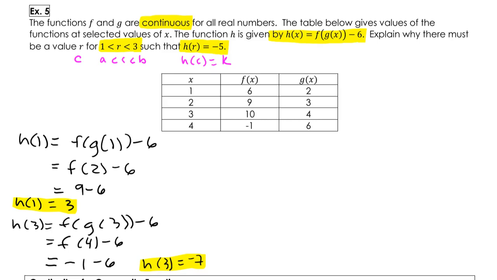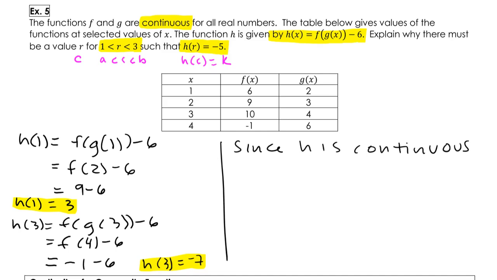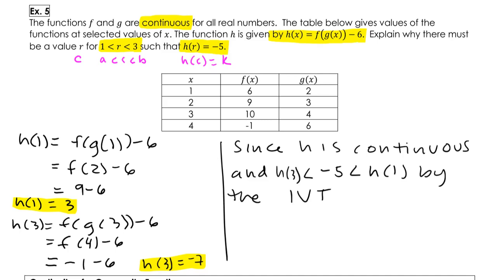So let's write our sentence out now. Hopefully you have this down. Try not looking at previous examples and see if you can get this sentence down. So since h is continuous, and what did they want? -5 is between h of 3 and h of 1 by the intermediate value theorem.